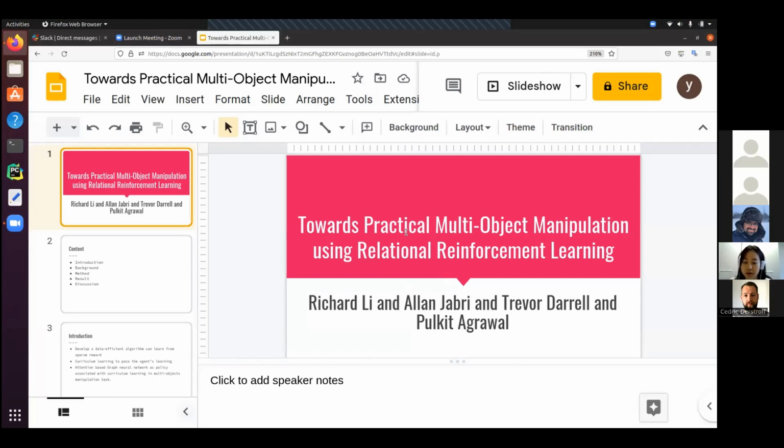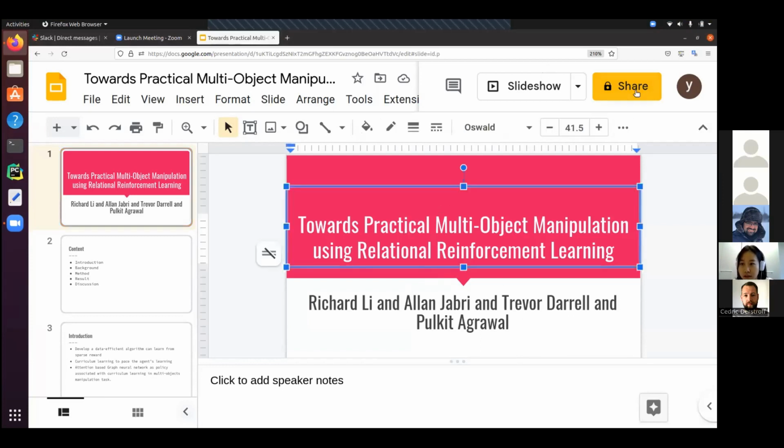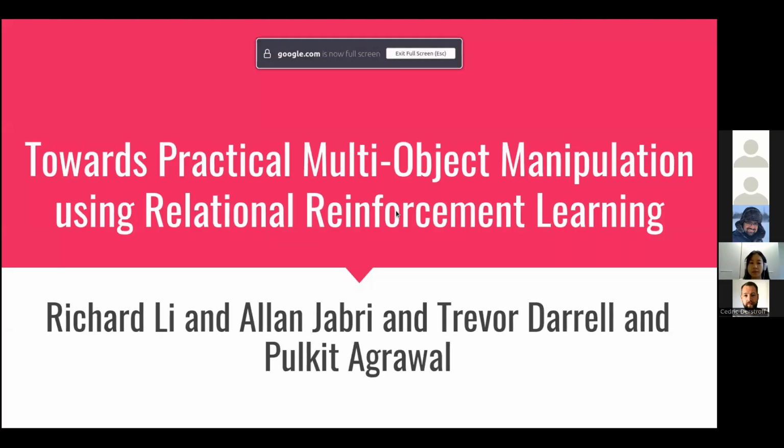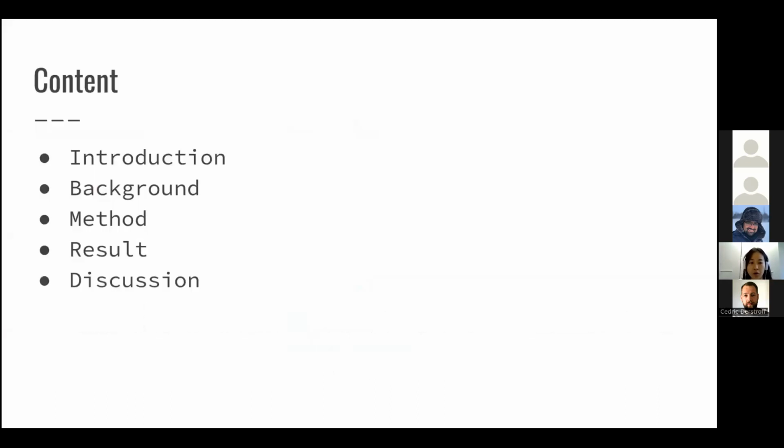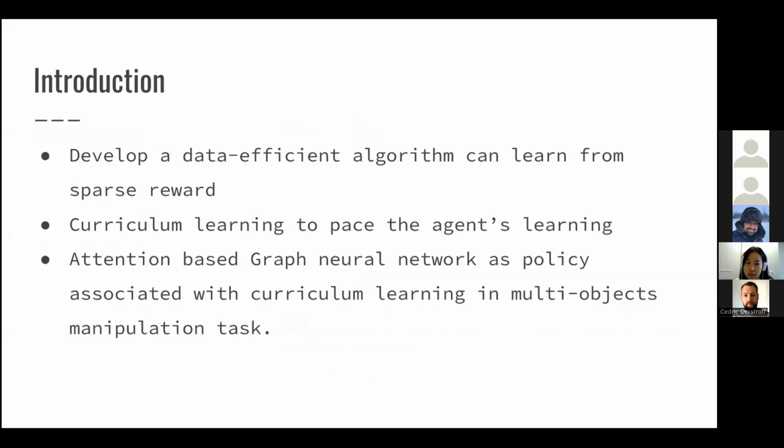Okay, let's begin. Today I want to share this paper named Towards Practical Multi-Object Manipulation Using Relational Reinforcement Learning from Richard Lee and other authors. I will share this paper from introduction, background, method, result, and also the discussions.